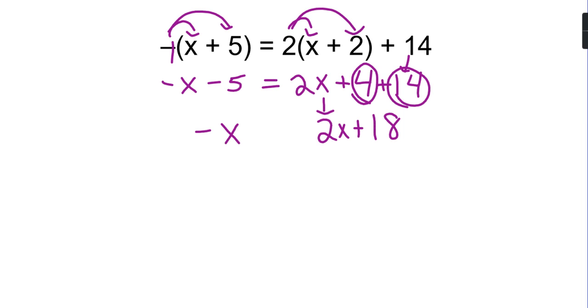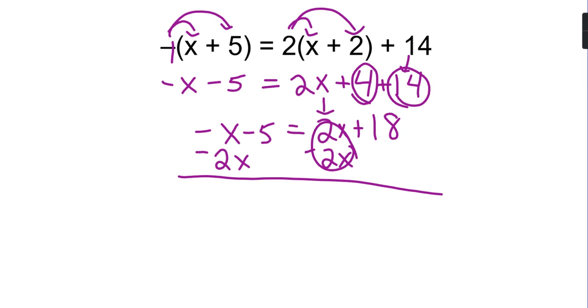So now we have negative x minus 5 equals 2x plus 18. Once again, I don't want to start using inverse operations until I get the variable term on one side. So I will subtract 2x. 2x minus 2x is 0. Subtract 2x on the other side. Negative 1x minus 2x is negative 3x.